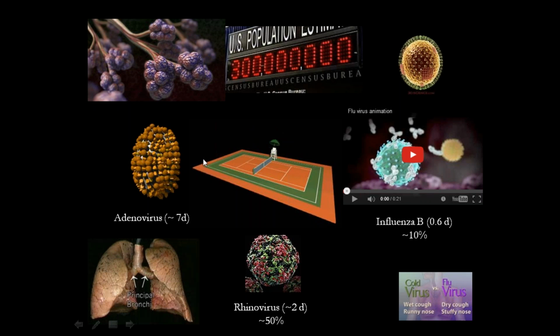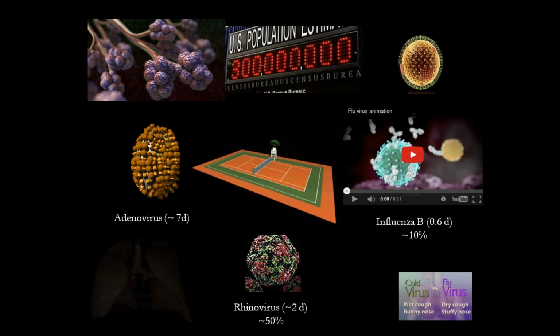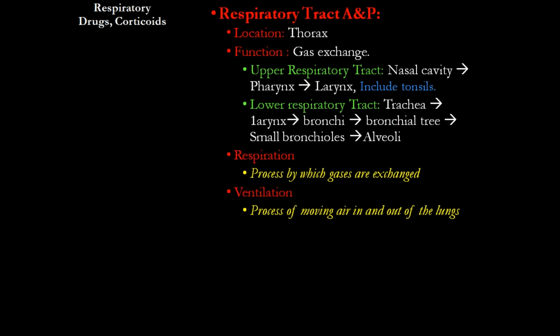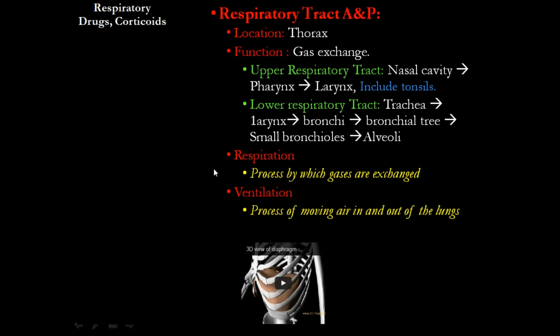By the way, in each lung we have about 300 million alveoli. So we have about 600 to 700 million alveoli in the respiratory system.